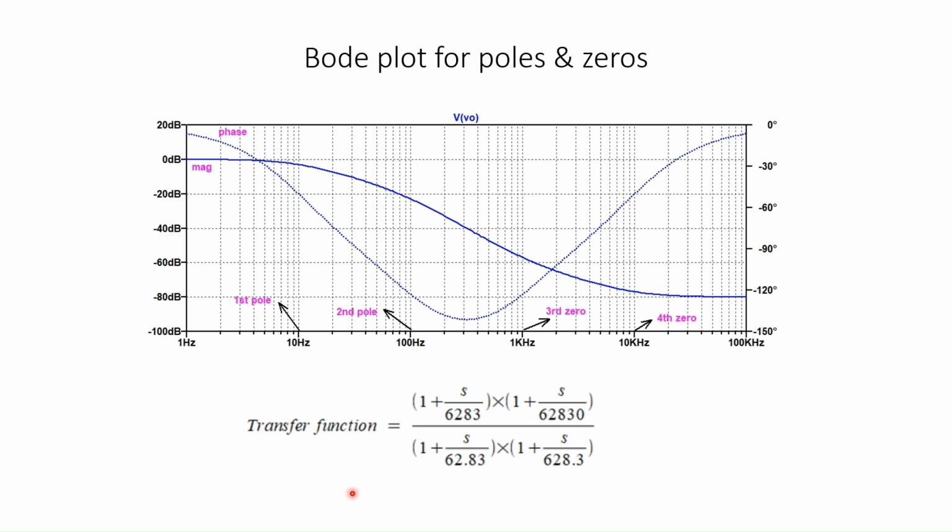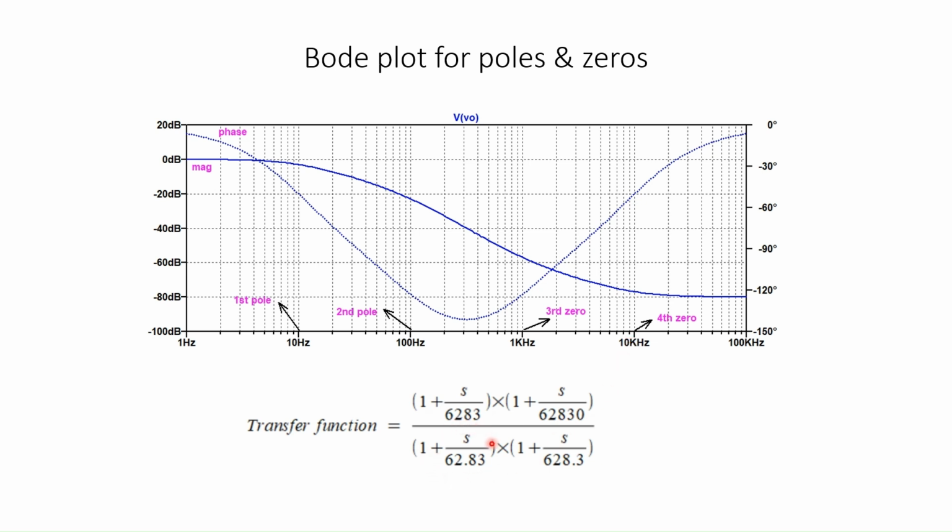So this transfer function is taken as an example and explained here. You can see the first pole is 62.83 radians per second. The second pole is 10 times this, the first zero is 10 times the second pole, and the second zero is 10 times the first zero. 62.83 radians per second in frequency, if you divide by 2 pi, will be 10 Hz, and this one corresponds to 100 Hz, and this zero corresponds to 1 kilohertz, and finally this zero corresponds to 10 kilohertz.